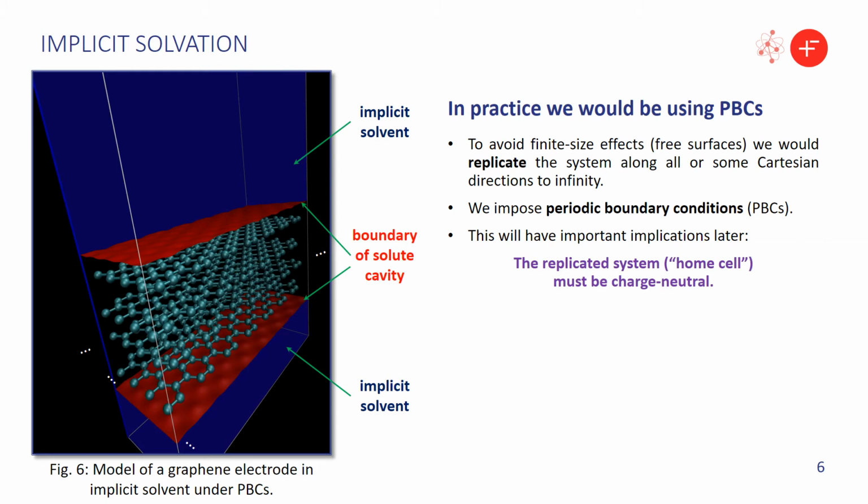This is what is represented here, perhaps poorly, by the white dots. You have to imagine that the system extends periodically to the left and right and into and out of the screen. This is done mostly to avoid surface effects. We want to study how the solvent and electrolyte interact with the surface of the electrode and not with the edges. One important feature of periodic boundary conditions is that they require the system to be charge neutral. As you will see in a moment, this will be very important.